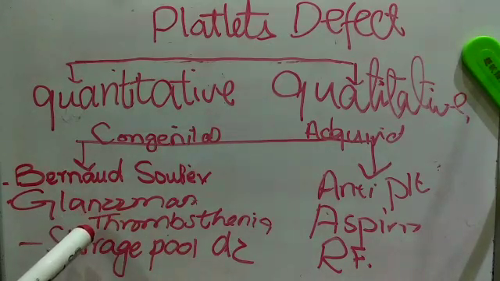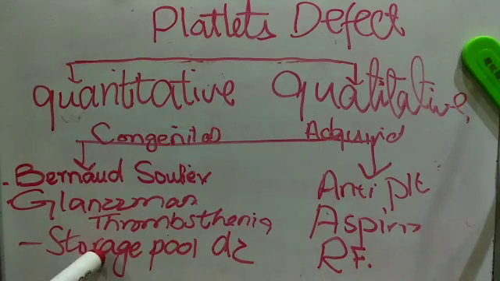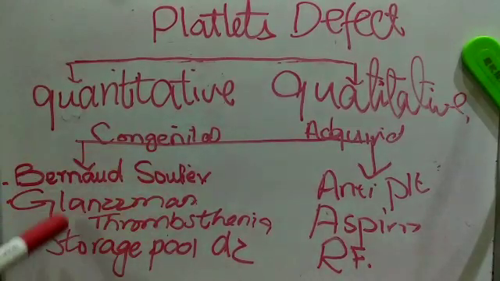This disease is due to congenital absence of ADP granules in the cytoplasm of the platelet. You can remember this disease: this is storage pool. The cytoplasm is like a pool of the platelet, and from the pool ADP is released. So if there is deficiency of ADP, this can lead to storage pool disease. Now this was about the congenital causes.